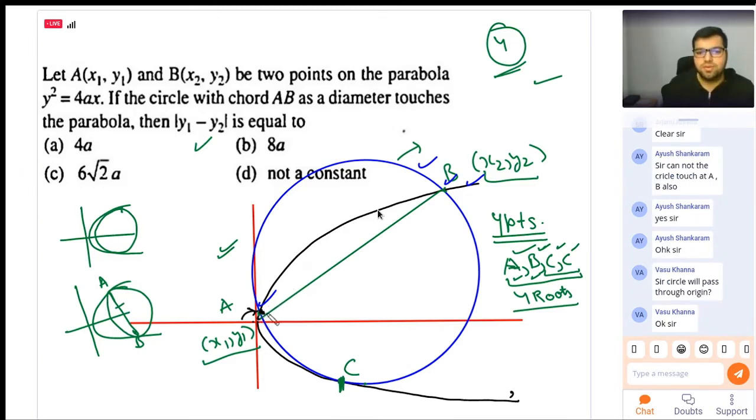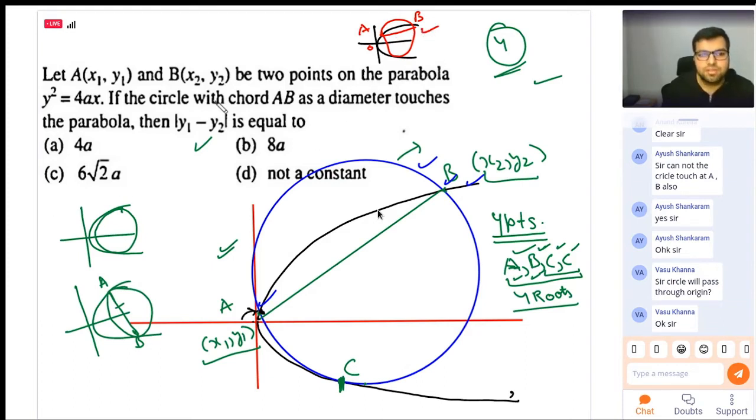Okay, origin is different. I will draw another diagram so that it is clearer to you. So what is happening is like this. This is a parabola, and this is the diameter, and this is the circle, like this. So A, B, O. Here A and O are very near, so they appear to coincide, but this is the diagram. I'll draw it again.